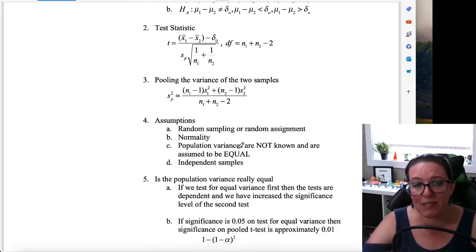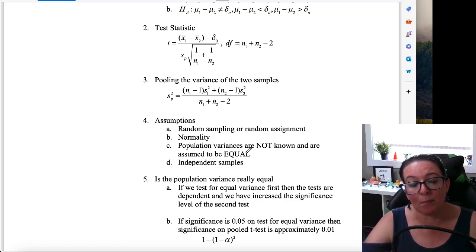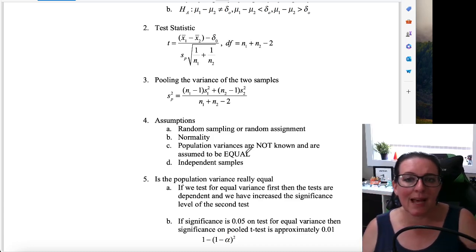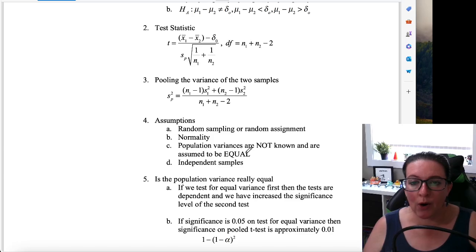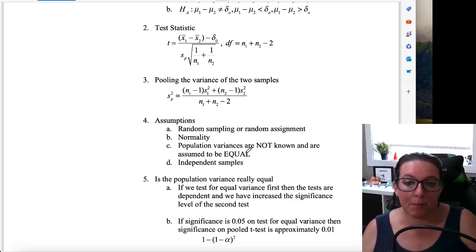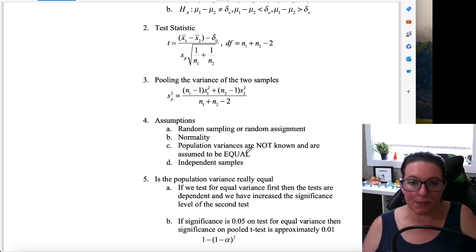The assumptions for this test: random sampling, so our sample represents the population at large. We have an underlying normal distribution. The population variances or standard deviations are not known but assumed to be equal. And the samples are independent. What we mean by an independent sample is that the people or entities who are in group 1 are not the same people or entities that are in group 2. So an independent sample, different people in the two different groups.